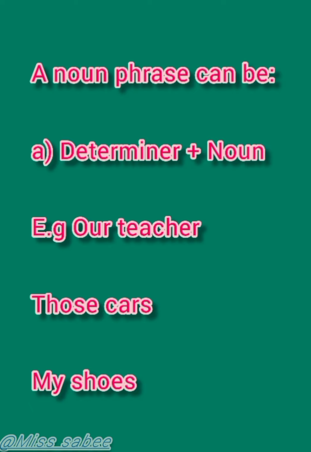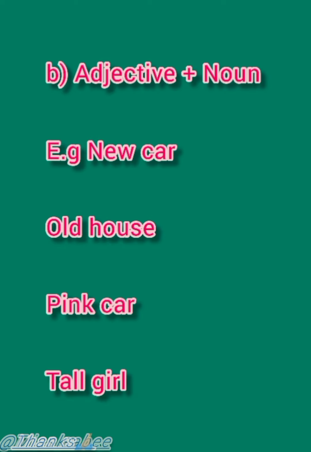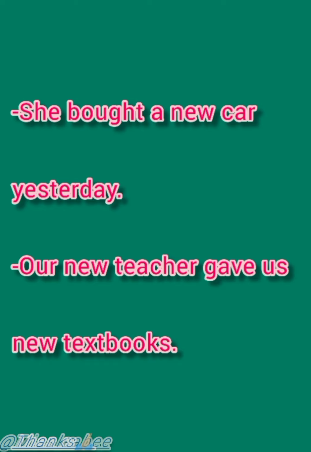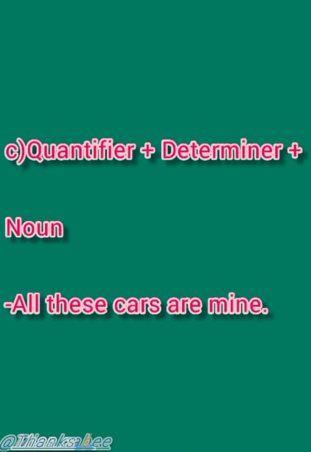Still moving on, a noun phrase can be made of a determiner and a noun, and we have examples here. It can also be made of an adjective and a noun. And remember, we said that an adjective modifies or gives us more information about a noun, and that is why we have these examples here. She bought a new car yesterday. New is an adjective that is modifying a car that was bought yesterday.